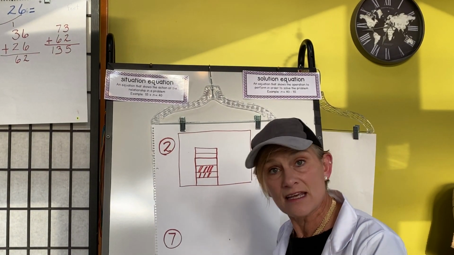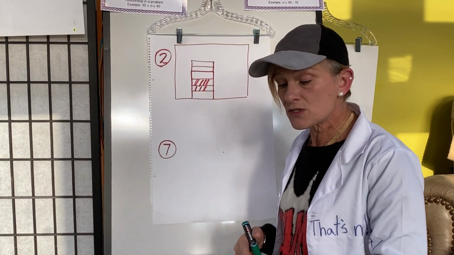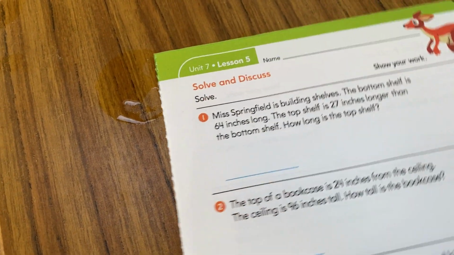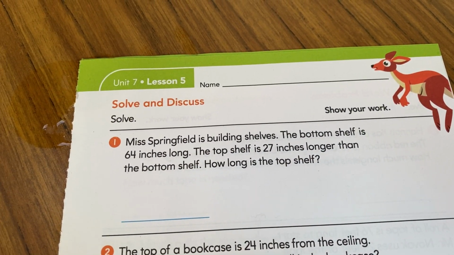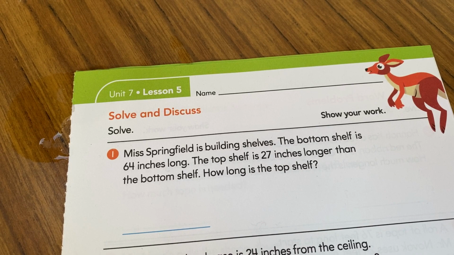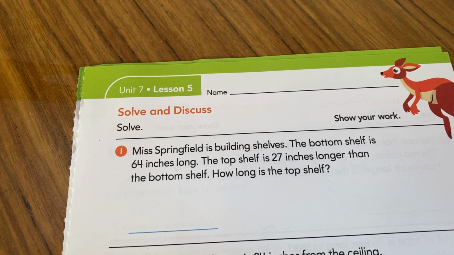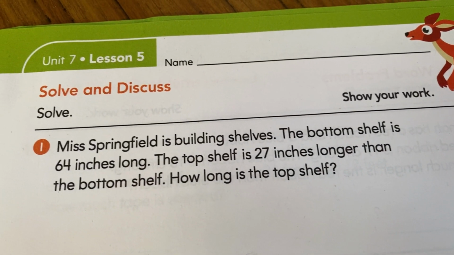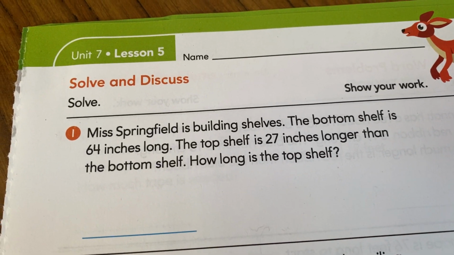So in this lesson 5, I'm going to talk about problem number 2. So Tommy's going to come on over and I'm going to have him show it. Number 2 is, the top of a bookcase is 24 inches from the ceiling. The ceiling is 96 inches tall. How tall is the bookcase? So friends, there are important things in that story problem. We know that the top of the bookcase is 24 inches from the ceiling.